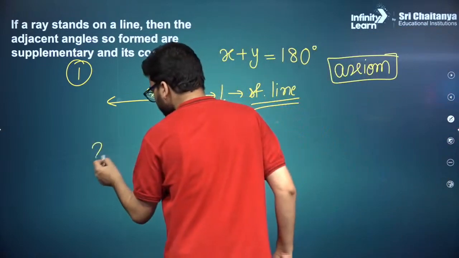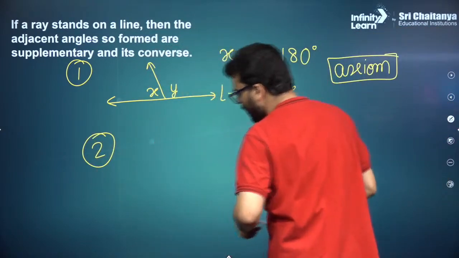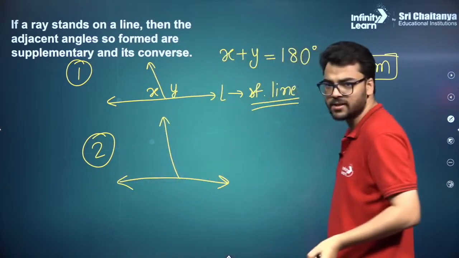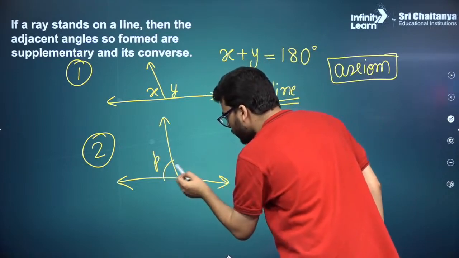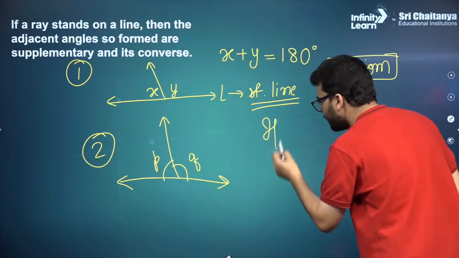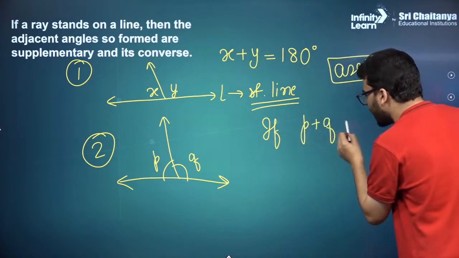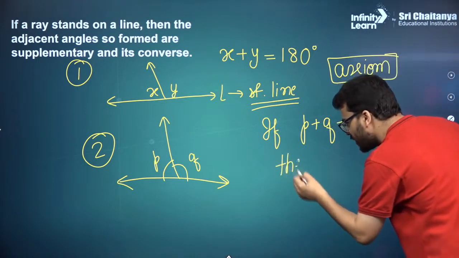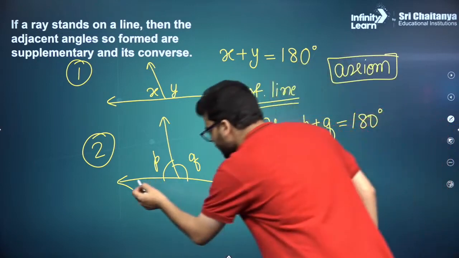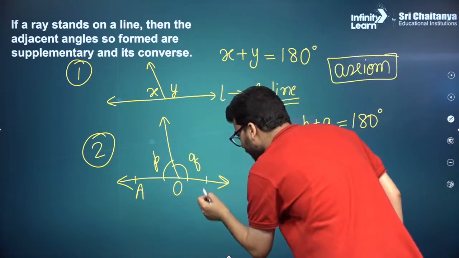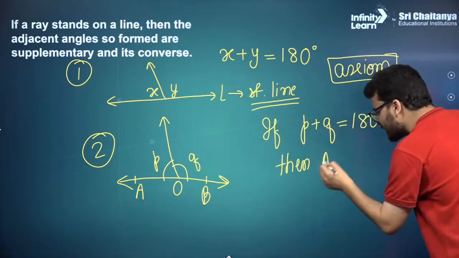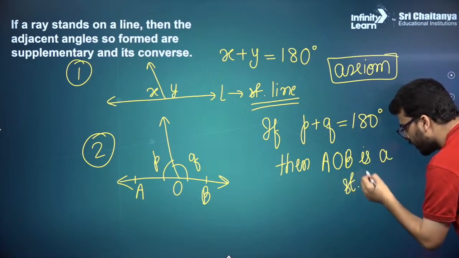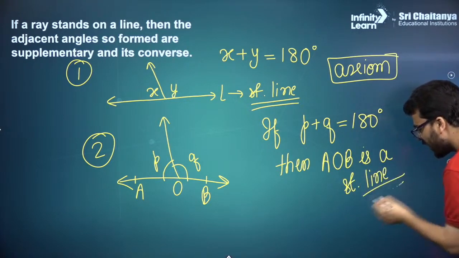Suppose you have got two angles, the figure is like this, and you have got a ray like this. And suppose it is given over here two angles P and Q. If it is given that P plus Q is 180, then you can conclude that, over here, suppose I am writing AOB, then AOB is a straight line. I hope it is clear.